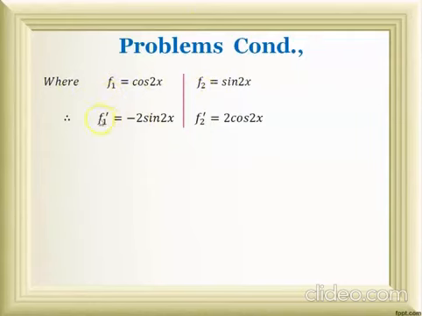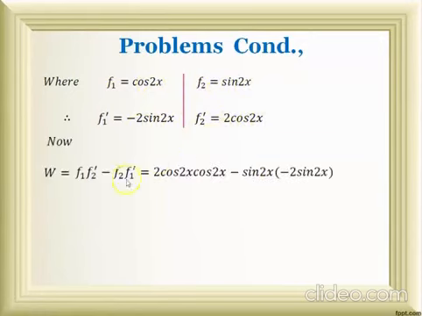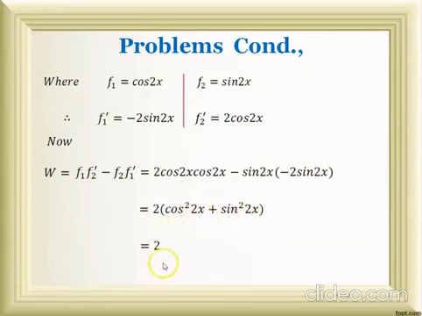After taking this, I need to find the corresponding derivatives. The derivative of cos 2x is minus 2 sin 2x. The derivative of sin 2x is 2 times cos 2x. Now the Wronskian is equal to f1 f2 dash minus f2 into f1 dash. So I am substituting all those values. After taking the common 2 out, I get inside cos square 2x plus sin square 2x. This value becomes 1. So finally W is equal to 2.